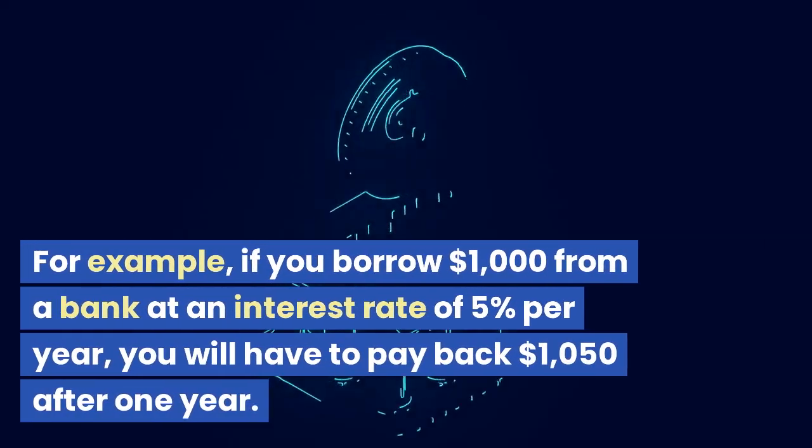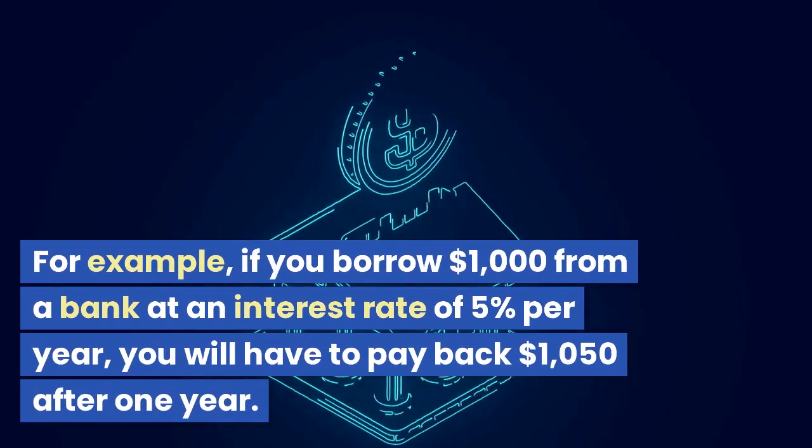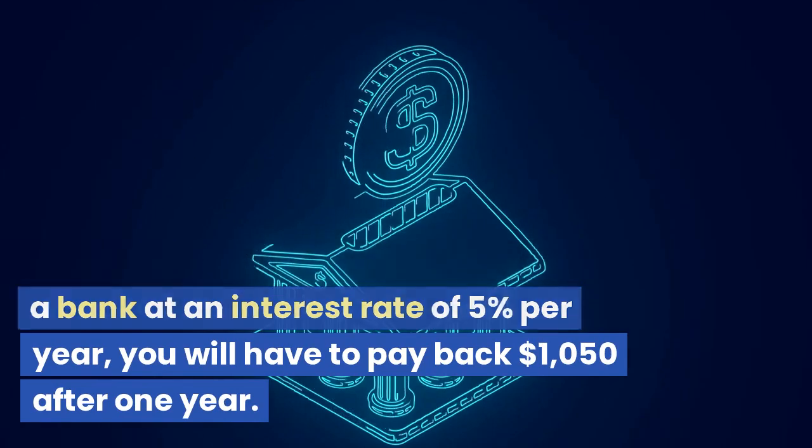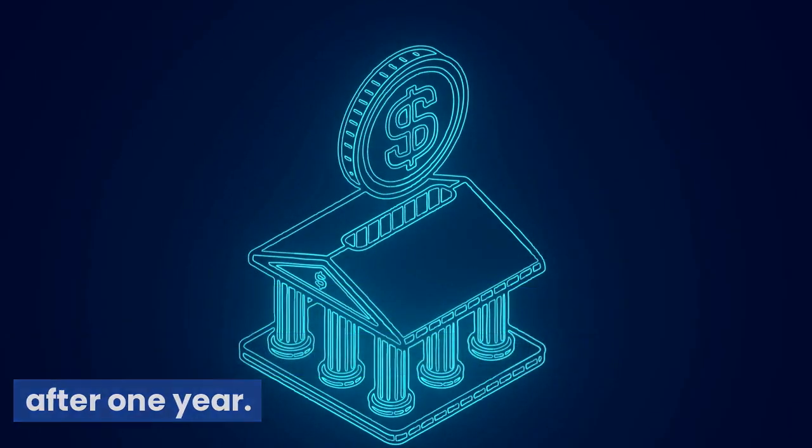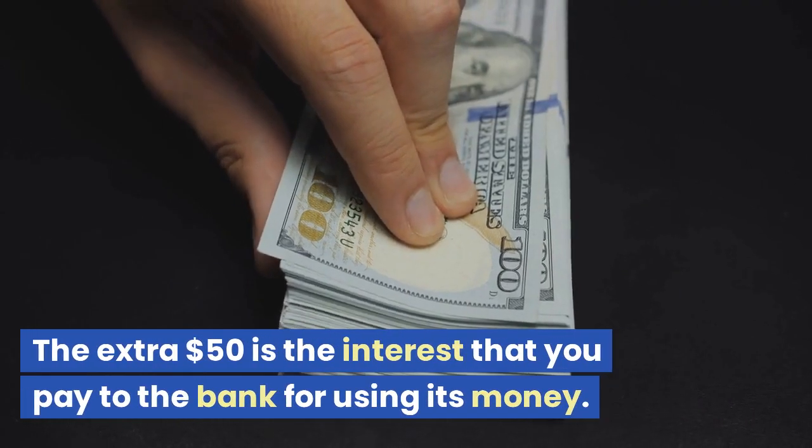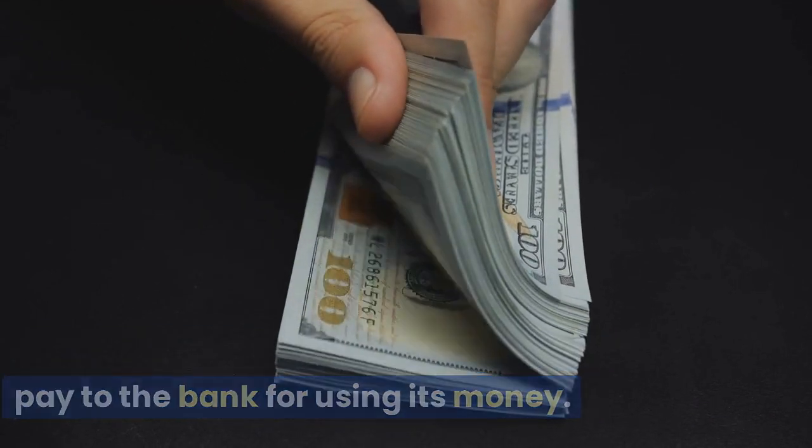For example, if you borrow $1,000 from a bank at an interest rate of 5% per year, you will have to pay back $1,050 after 1 year. The extra $50 is the interest that you pay to the bank for using its money.